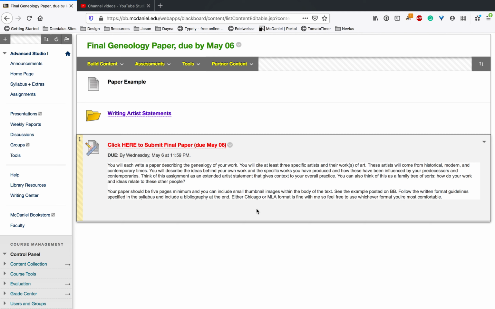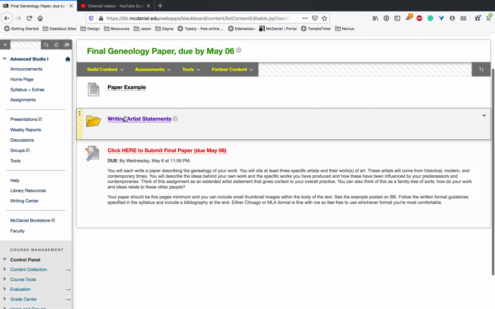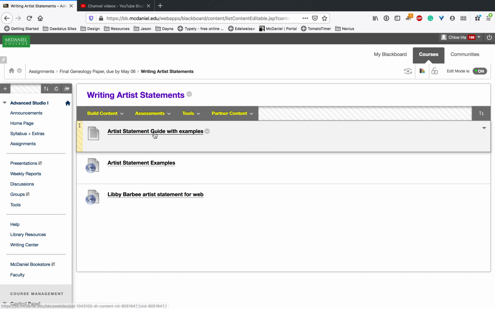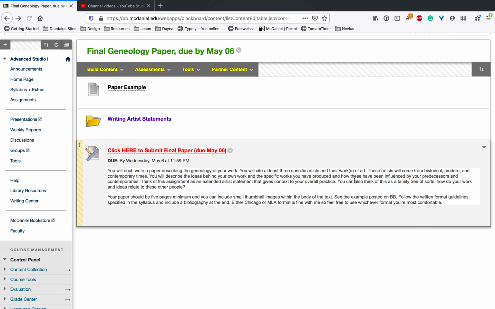And this is really an extended artist statement as well, that's going to give context to your overall practice. I have a folder here about writing artist statements, which I'll open up. So if you've never written an artist statement before, these 2 links give you some examples, and there's an artist statement guide with examples that I put together too. If you want to discuss this with me, please let me know. I'd be more than happy to.